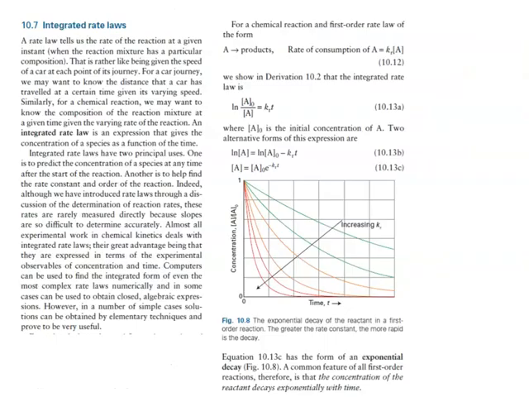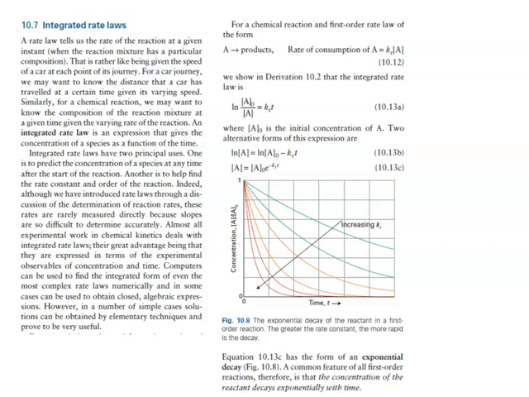And now we're back to integrated rate laws. A rate law tells us the rate of the reaction at a given instant when the reaction mixture has a particular composition. That is rather like being given the speed of a car at each point of its journey. For a car journey, we may want to know the distance that a car has traveled at a certain time given its varying speed. Similarly, for a chemical reaction, we may want to know the composition of the reaction mixture at a given time, given the varying rate of the reaction.